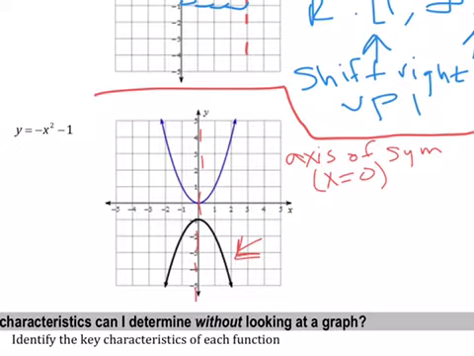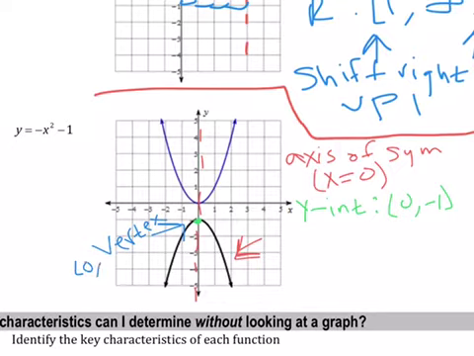What about the y-intercept? Is it crossing the y-axis anywhere? It is. It's crossing the y-axis right here, so that is going to be at the point (0, -1). You might also notice that that is the vertex as well. So I'm going to put a little arrow here and also say vertex. And that one's going to be the point (0, -1) as well.